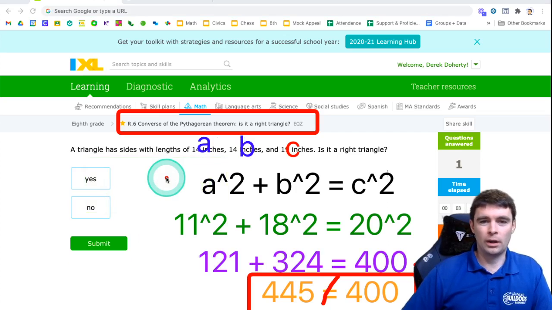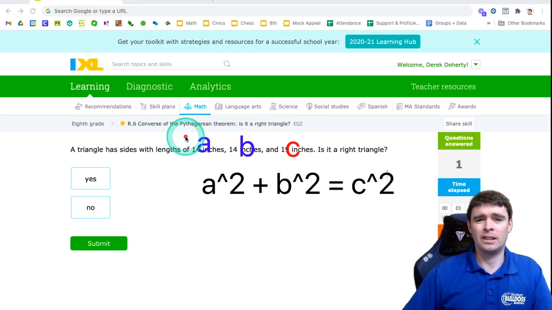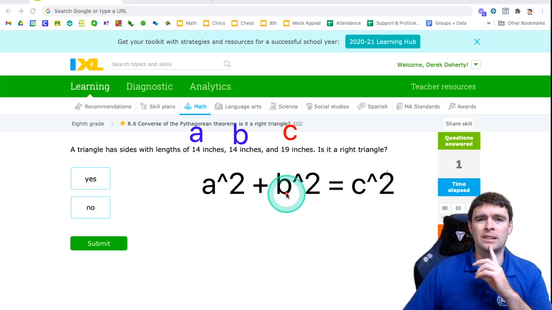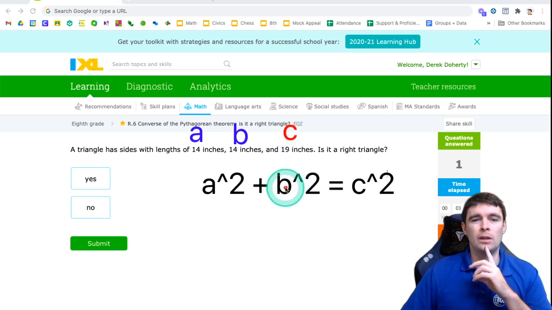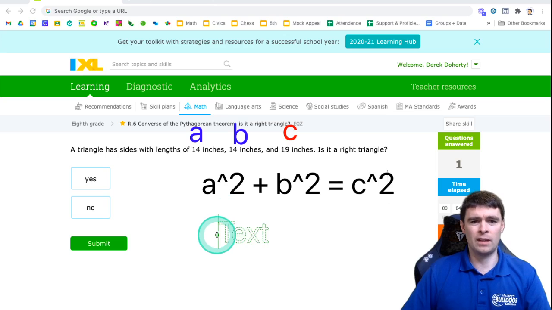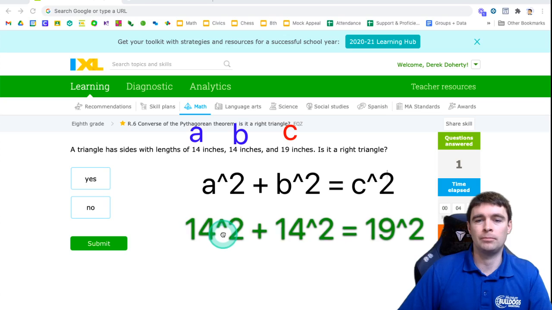We'll show one or two more here, but literally all of R6 is running that skill. They're saying, if you have the dimensions of a triangle, use the formula to tell if it's a right triangle or not. So here they tell us it's 14, 14, and 19. I'm going to label the big side C, that's 19. The two shorter sides, A and B, are 14 and 14. We're just going to plug into that formula. We're going to have 14 squared plus 14 squared, and we're going to see, is that equal in value to C squared, or 19 squared?